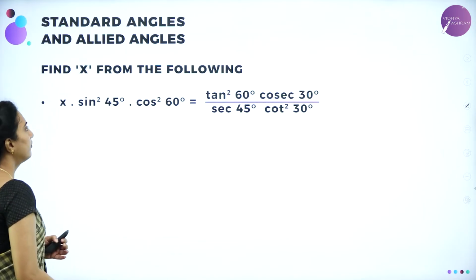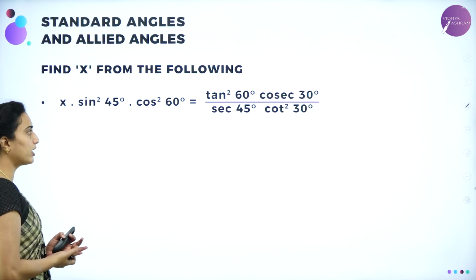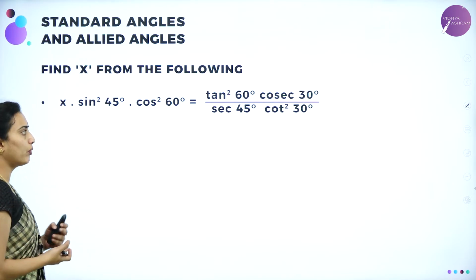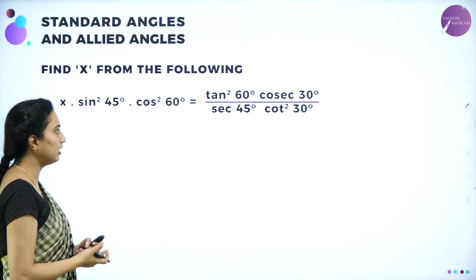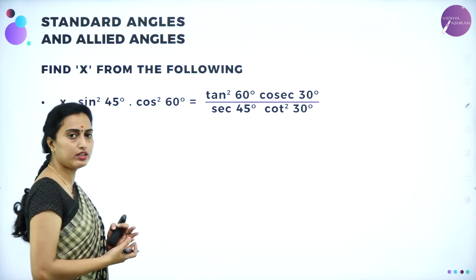What they have asked. Find x of the following: x sine squared 45 degree, cos squared 60 degree, tan squared 60 degree into cosecant 30 degree divided by secant 45 degree into cot squared 30 degree.